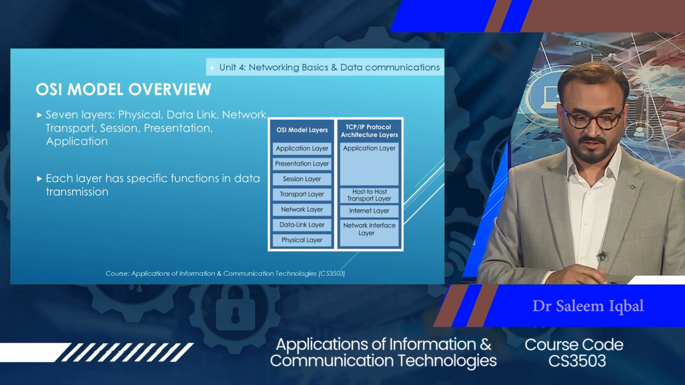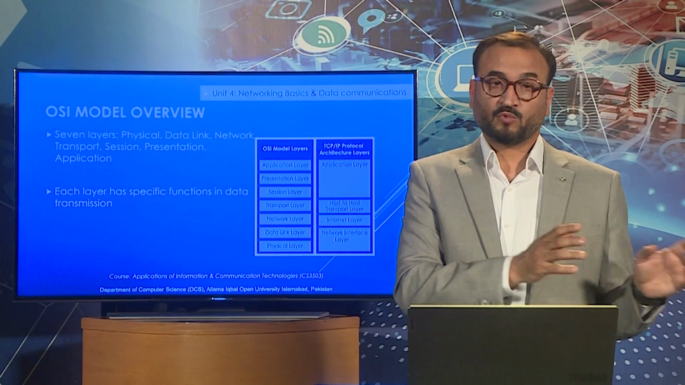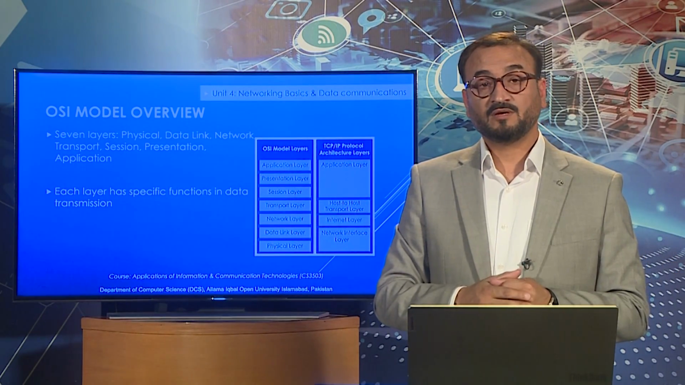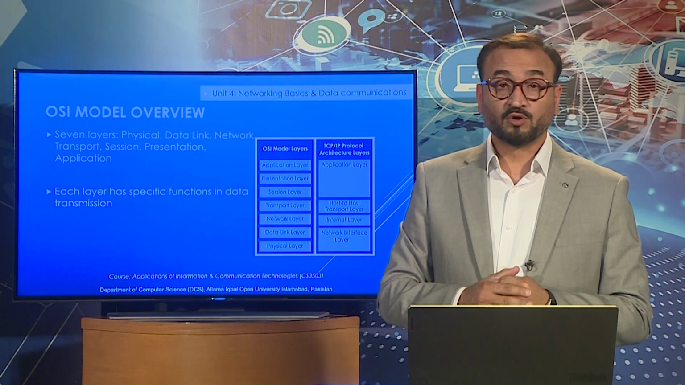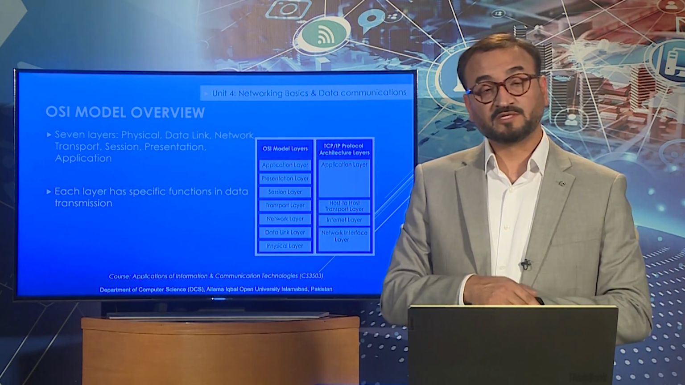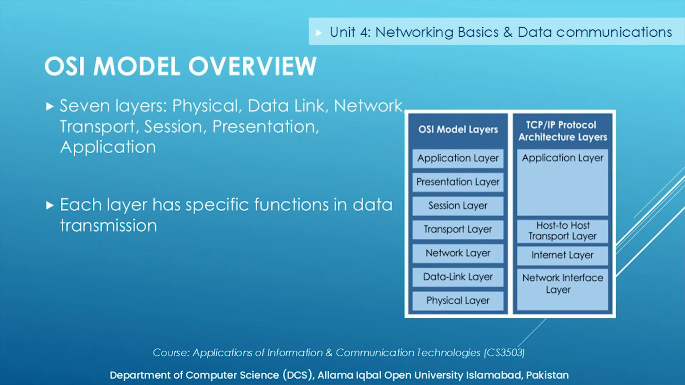Next is the transport layer that provides the reliability, that the data from one end to the other end, from one application to the other application, is being sent reliably. For this purpose, we have different protocols and different services on this layer. For example, flow control, error control.